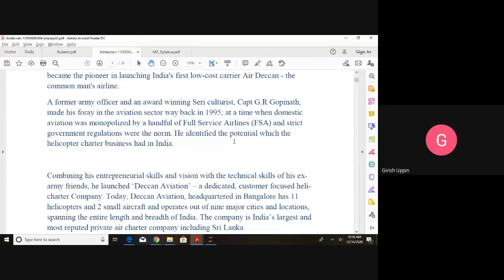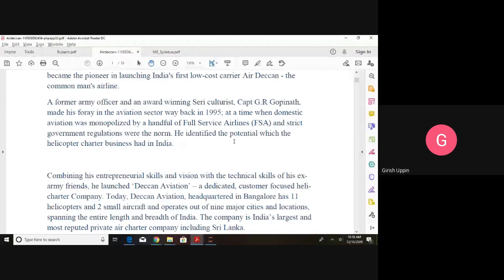Full service airlines provide all the necessities and the luxurious things that are required for the airline industry. Those are the full service airlines. So with those players, he started with the helicopter charter business in India.